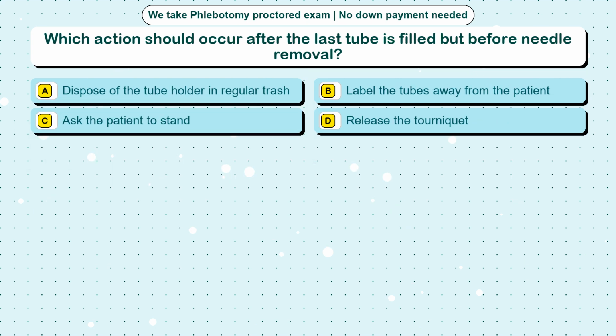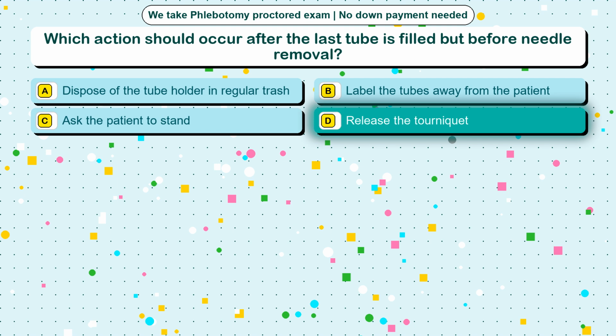Question 63. Which action should occur after the last tube is filled but before needle removal? Option A. Dispose of the tube holder in regular trash. Option B. Label the tubes away from the patient. Option C. Ask the patient to stand. Option D. Release the tourniquet. The correct answer is option D.